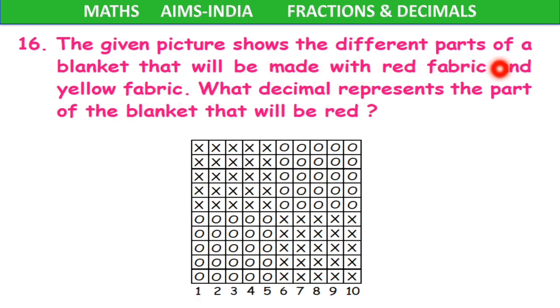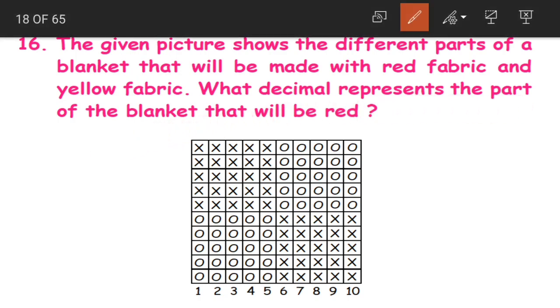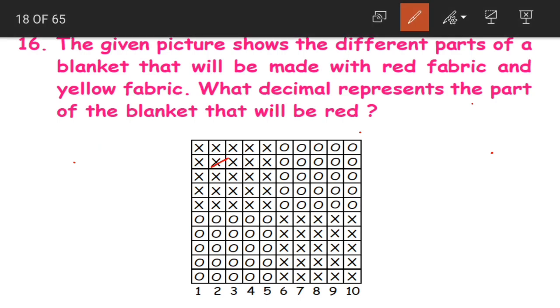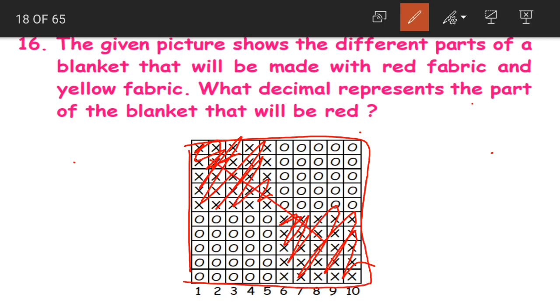The picture shown below shows the different parts of the blanket that will be made with red and yellow fabric. Yes, what decimal represents the part of the blanket that will be red? O is yellow and X is red. Actually, we need not even solve this by counting or such. If you observe carefully, in the whole figure here, half portion is filled with yellow and half portion is filled with red. Yes children, by looking at it itself we can say that half of the blanket will be covered in red.